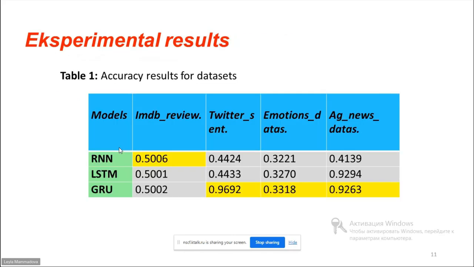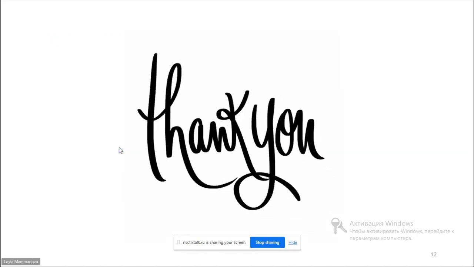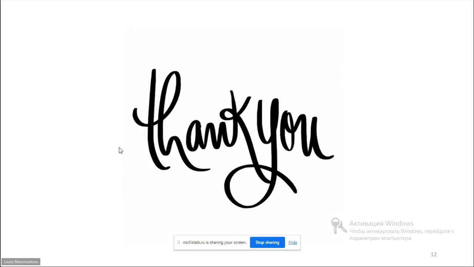These are accuracy results for datasets, and after executing the recurrent neural network, long short-term memory, and gated recurrent unit models for each of the datasets, I found that the gated recurrent unit model gives the best results. So gated recurrent units are a competitive and effective solution for sequence modeling. Okay, that's all. Thank you for your attention.